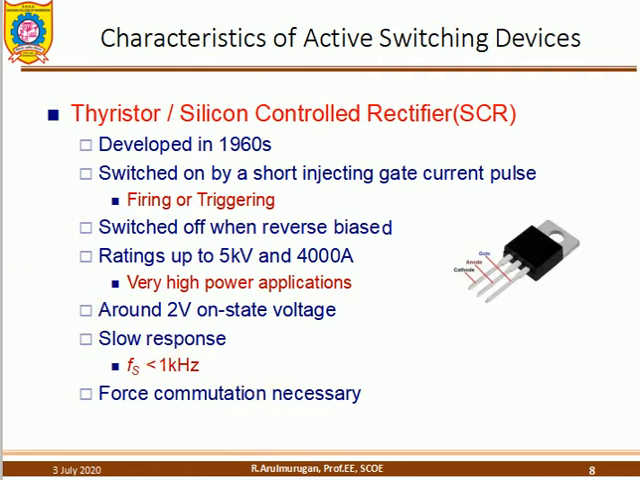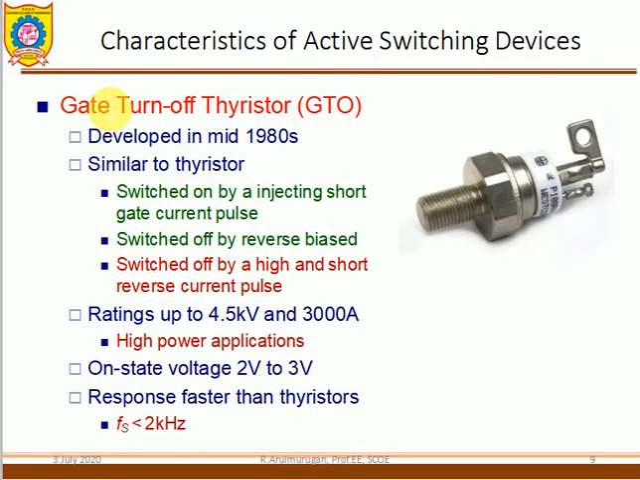Next is the GTO, which was developed in 1980. Rating-wise it is lower than the SCR: 4500 volts only, and the current rating is 3000 amps. But what about the switching frequency? A switching frequency of 10 kilohertz is reached.